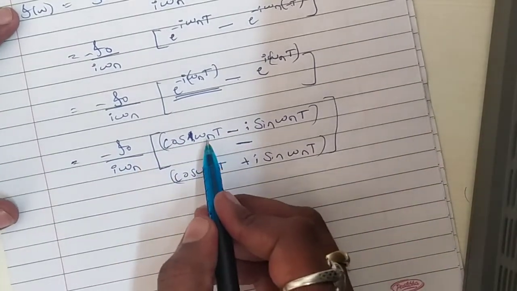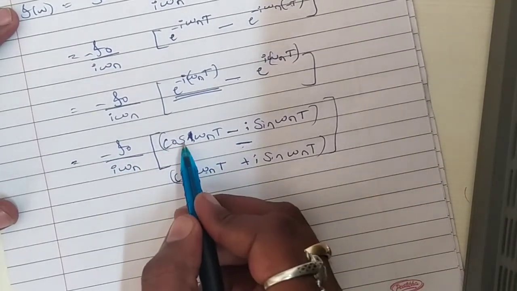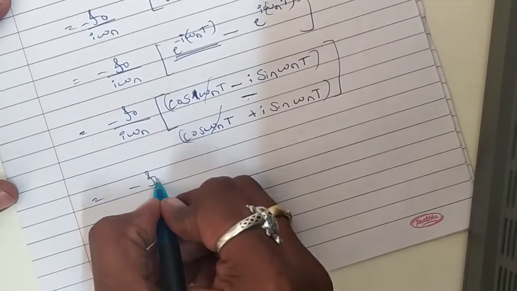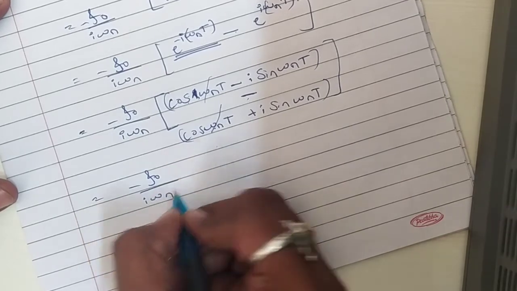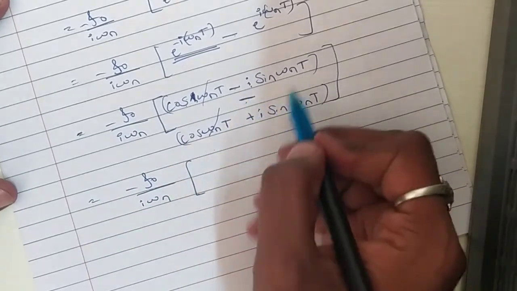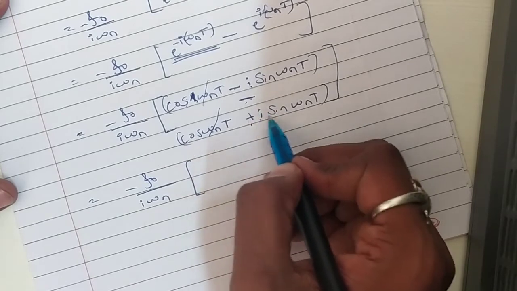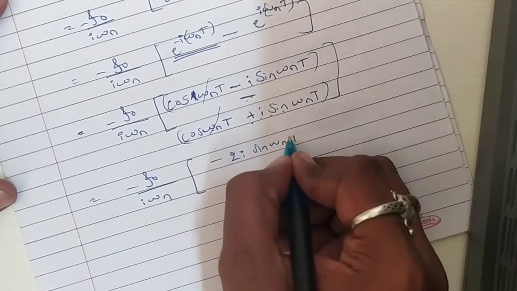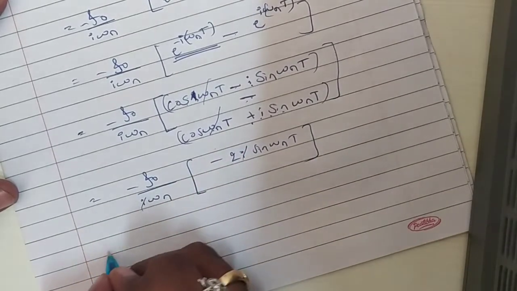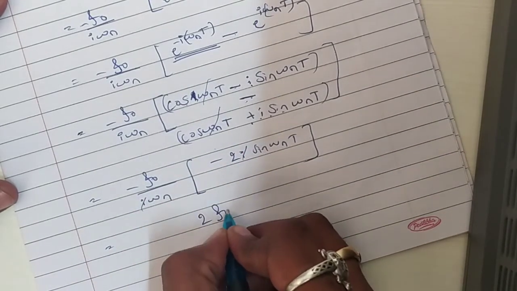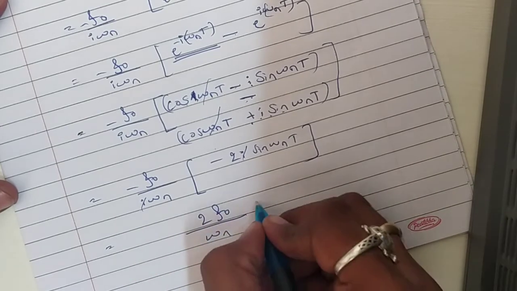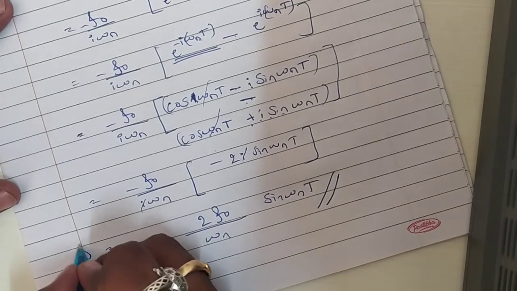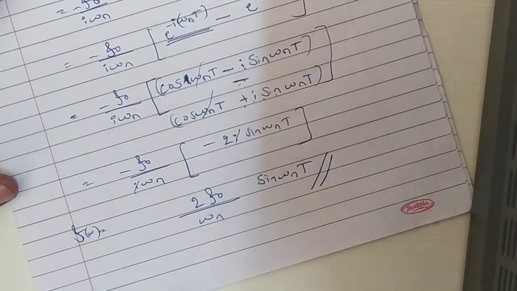Okay, so you can see here, minus into plus is minus, so cos and cos cancel. So this is minus F naught by i omega, minus i sin omega T, minus into plus is again minus, so minus i sin omega T, minus 2i sin omega T. So i and i cancel here, minus to minus is plus, 2F naught divided by omega, sin omega T. This is your F(omega).